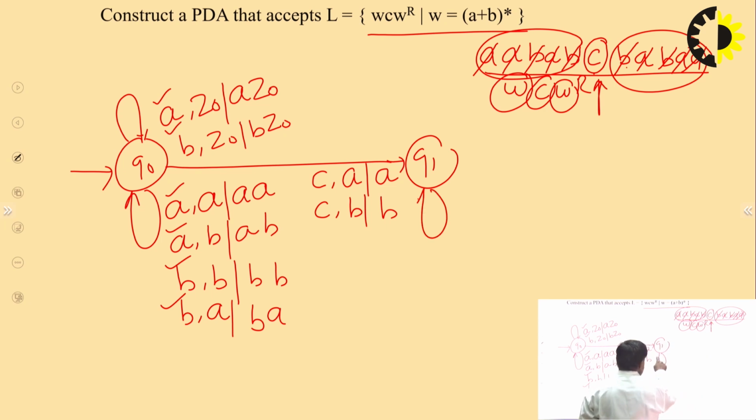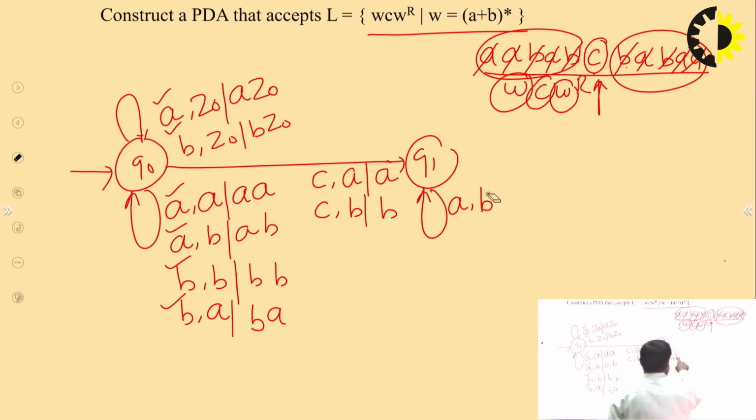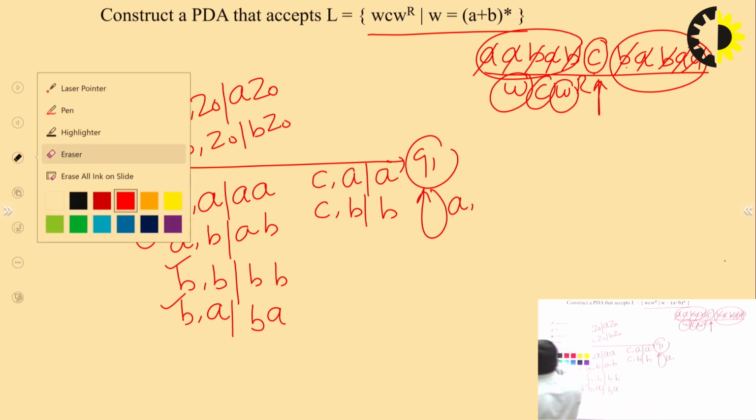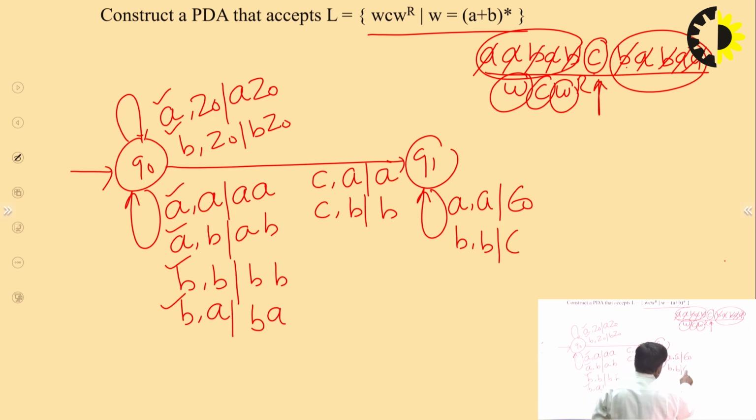So, by default, what is the top of the stack? Top of the stack A, and here is a null. And what is another condition? B, and top of the stack again null. It means all A and all B are popped. For these two statements, the stack is empty and our problem is solved.